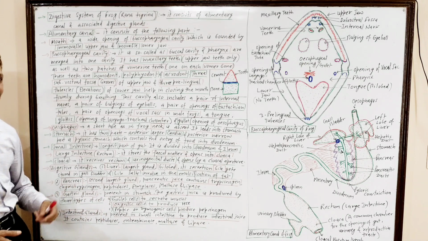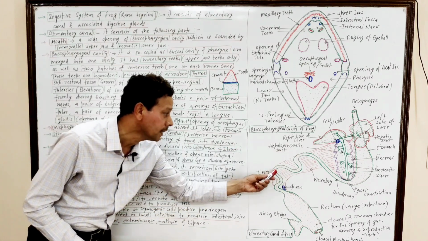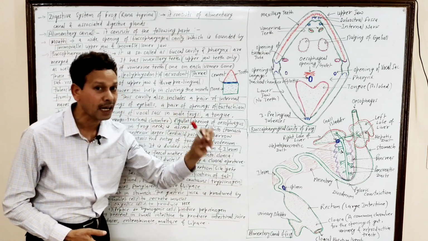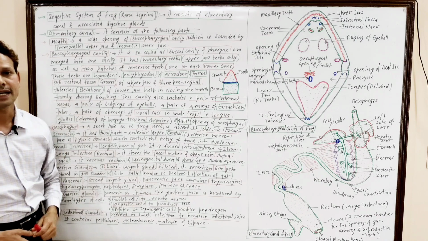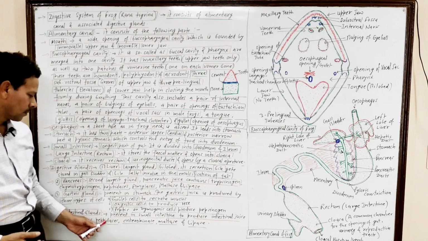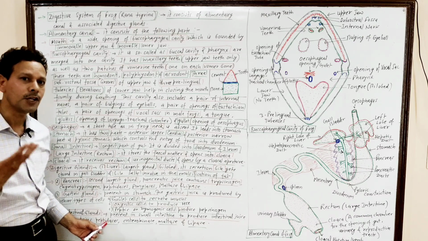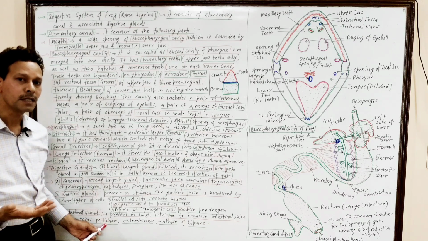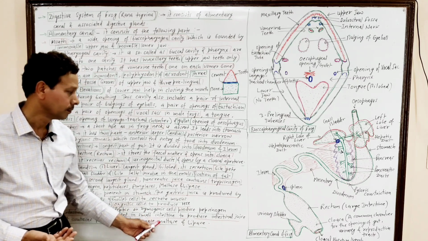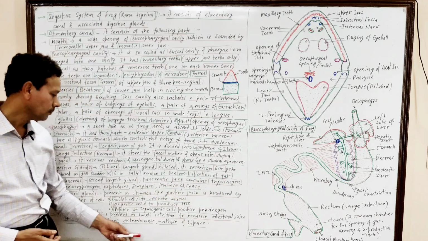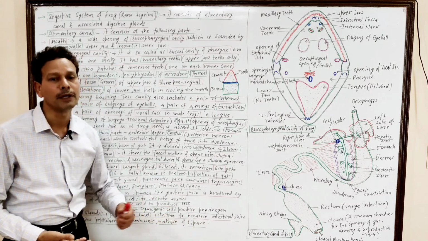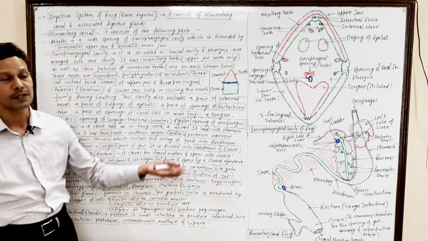Intestinal glands, which are present in the wall of the small intestine, secrete intestinal juice, or succus entericus. In that succus entericus, the following enzymes are present: peptidase, for the digestion of proteins, peptides. Enterokinase, this enzyme activates the trypsinogen. Maltase enzyme, for the digestion of maltose. Lipase enzyme, dear students, for the digestion of lipids.